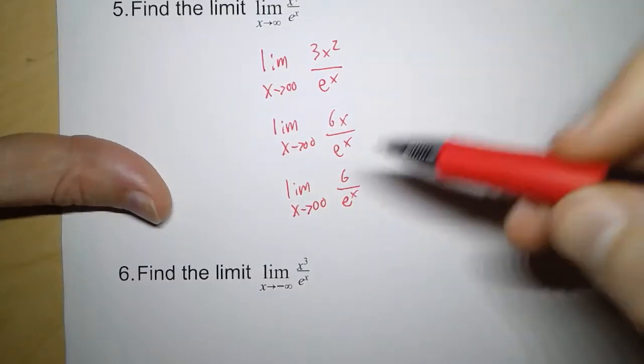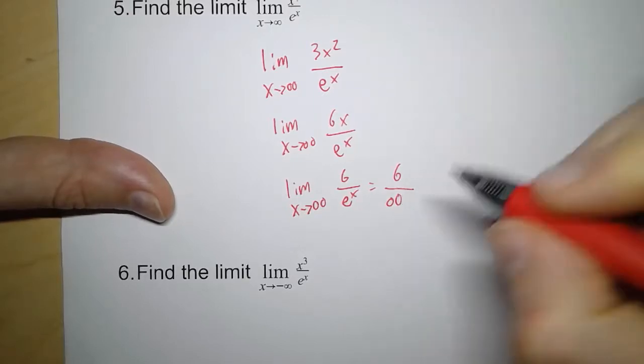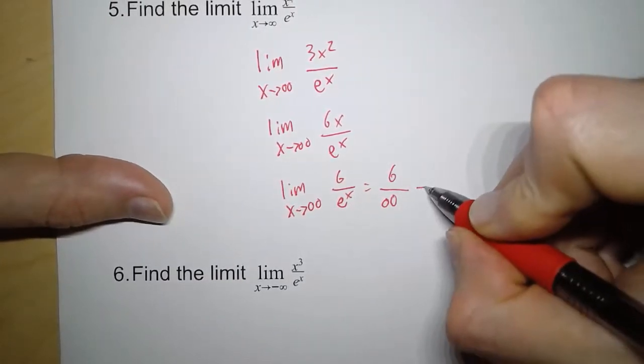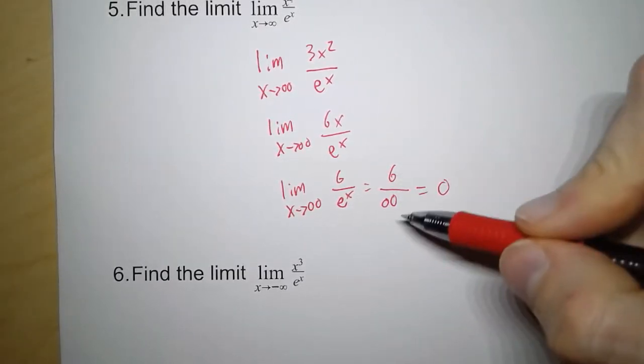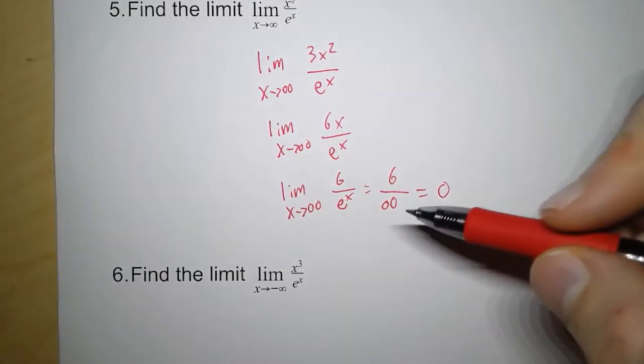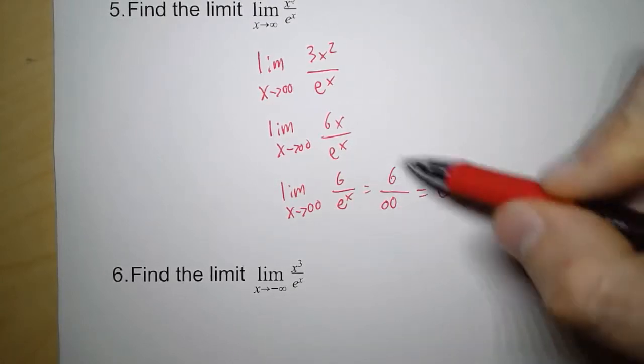Now here we have 6 over infinity. What that is basically equivalent to is 0, because what you have is 6 over a number that is getting constantly bigger. And so if our denominator is constantly growing, this whole expression is getting closer and closer to 0.